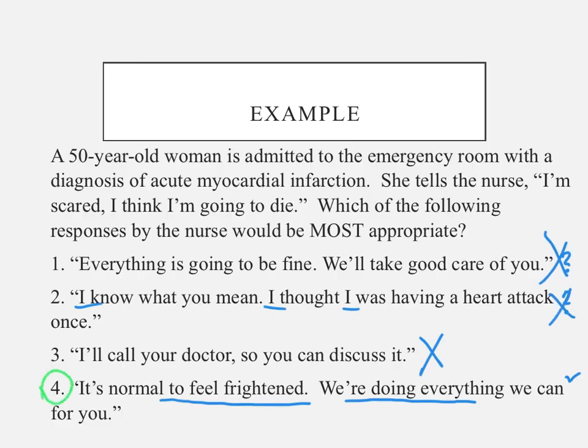"I can see you're frightened. It's normal to feel frightened. We're going to do everything we can for you." So validate their feelings or give them an open-ended response. Another good response to this kind of question that you may see in the answer choices would be something like, "Tell me why you're frightened. What frightens you about it?" That would be an open-ended question that they might elaborate on. "My brother died this way," or something like that, or "I'm scared that the medicine might hurt me," and then that gives you a chance to elaborate on their fears.